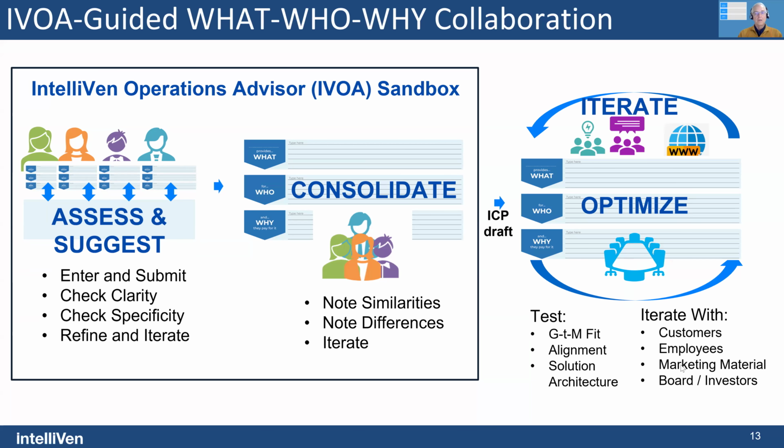So what you can do now is use the infer function of IVOA to go to the website, read the website, and infer what is the www that's being communicated by your website. And then you can do a compare with the consolidated version from the team and see if the team's version of the company's what, who, why matches what they're communicating to the world. Same thing with the management presentation or brochure. You can also load those into IVOA and have IVOA infer from those and then do a comparison.